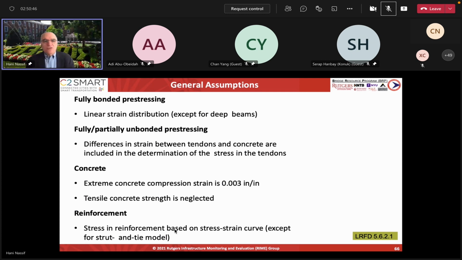So for AASHTO, they allow fully bonded pre-stressing, and for that one, they allow the usual linear assumption, plane sections remain plane, which is linear strain distribution. Only if you have a deep girder, like a deep beam, there might be some issues in applying that, and you have to apply deep beam analysis where the strut and tie model would be more appropriate. But those are very rarely seen.